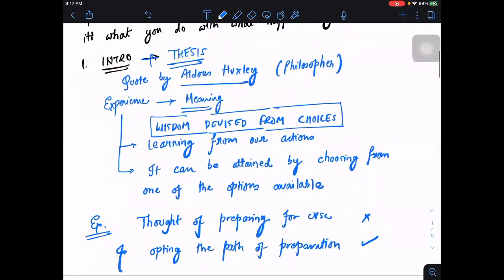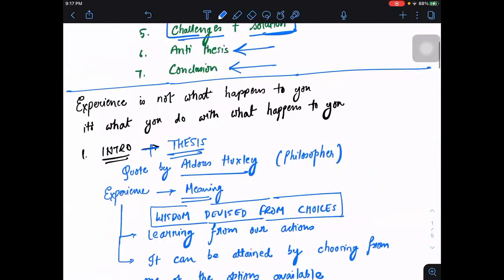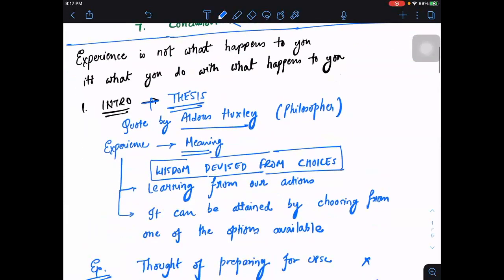So this kind of thesis has to be there. I've also given one more example, which says just the thought of preparing for UPSC is not giving you any kind of experience, because lakhs and lakhs of students get the thought of preparing for UPSC. But if you are opting for the path of preparation, you will get some kind of experience, right? So that's what this statement is telling you. It is trying to explain that you need to be active, you need to take action, you need to react to the events that are happening in front of you, right? So this kind of thesis should be there.